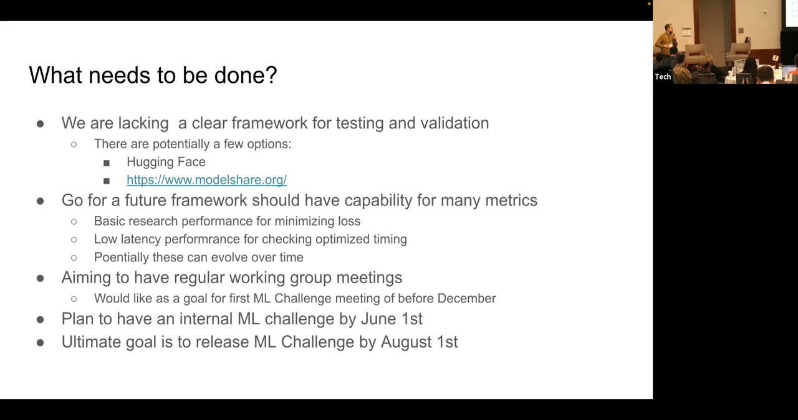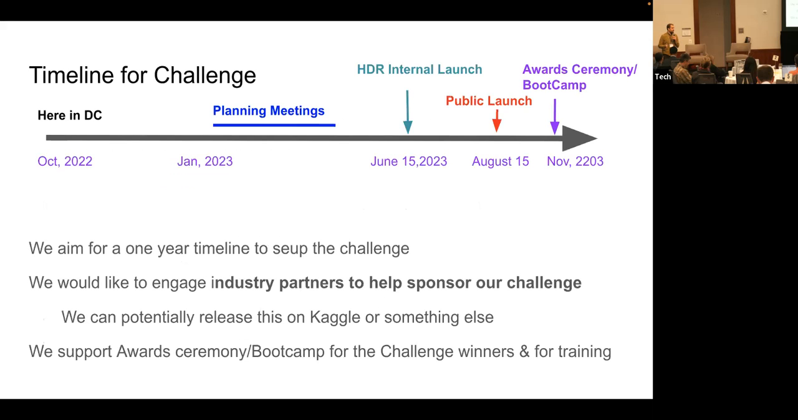So the idea is to start a discussion for this and a timeline. The thought is we want to get everybody interested. So please contact me if you're interested. We want to have a meeting before the end of the year, so I put before December. And the idea would then be to have an internal challenge sometime in June and release the official one in August. Naturally, these could slide, but we'd like to do this within the first year.